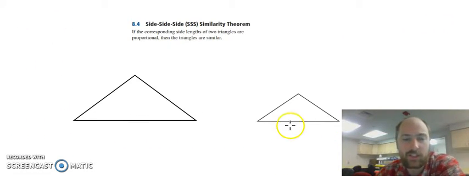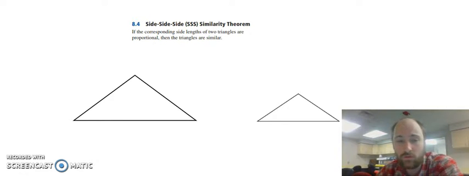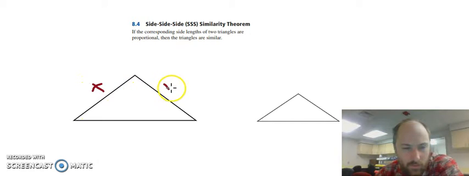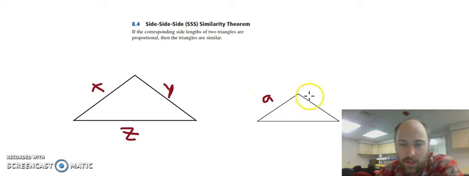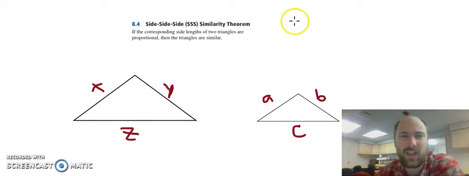The side-side-side similarity theorem. You guessed it. This just means that if all three sides are proportional, then the triangles must be similar. So again, if there's some factor k, so if we call this side x, side y, and side z, and there is some factor k, or we could think about it like this. If we make this side a, b, c, the proportions, and when we say proportions, we mean like a ratio.